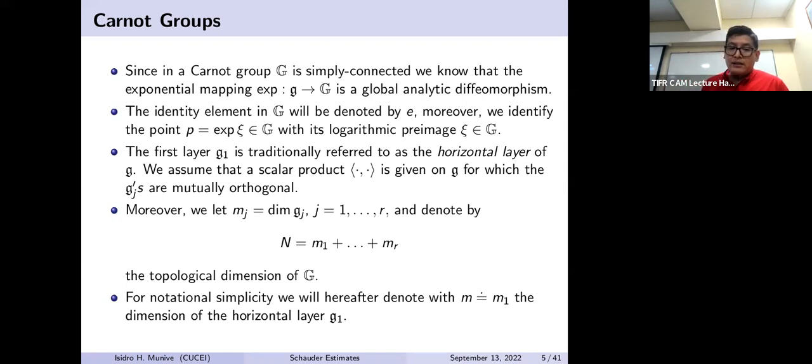Moreover, we define these dimensions m_j, and N is equal to the sum of all these dimensions. That's the topological dimension. We will see that you can also see that the Hausdorff dimension is different from this type of dimension. Since the first layer is very important, we just call m equal to m_1, to distinguish that one. So that's the dimension of the first layer.